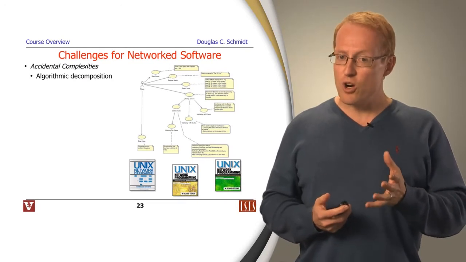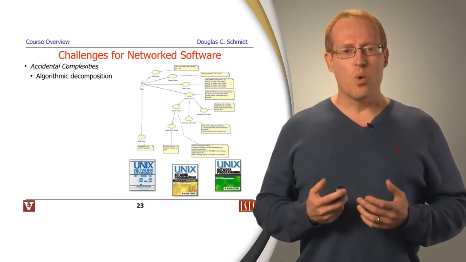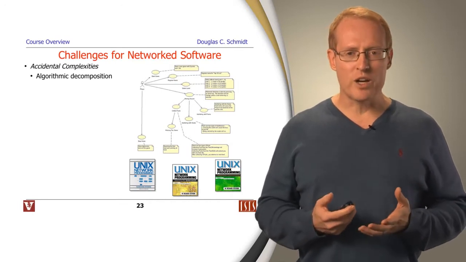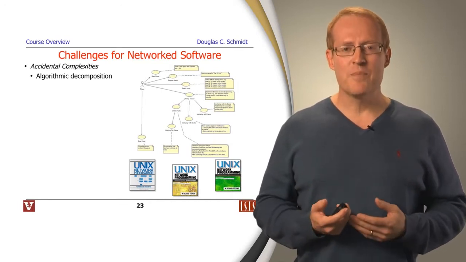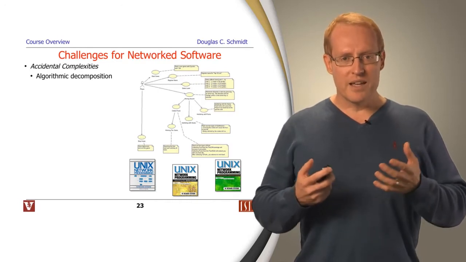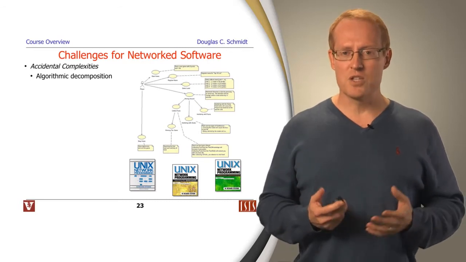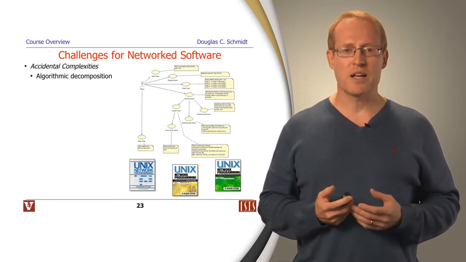There also, of course, are challenges with network software, just like there were with concurrent software. One of the most fundamental challenges that we've been working and wrestling with for decades is the prevalence of the use of so-called algorithmic decomposition to develop the networking portion of the software. This is one of the key accidental complexities.